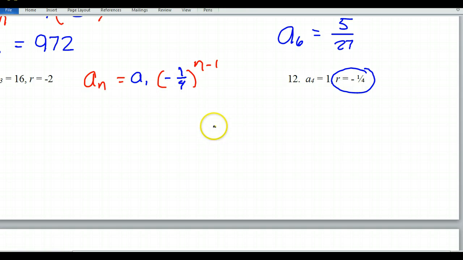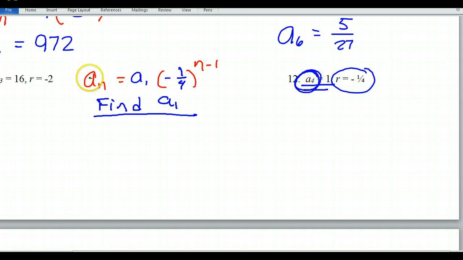So this is what we have so far. All we have to do is find A1, and then we'll plug that in and we'll have it. How do we find A1? We plug in the other piece of information that we're given. We're given A4. So instead of An, I'm going to put A4. So A4 is equal to A1, and then we've got -1/4.